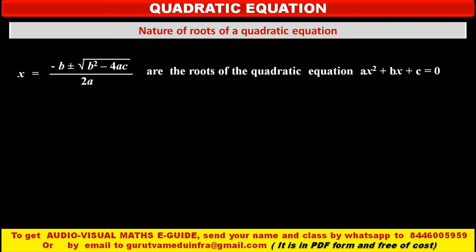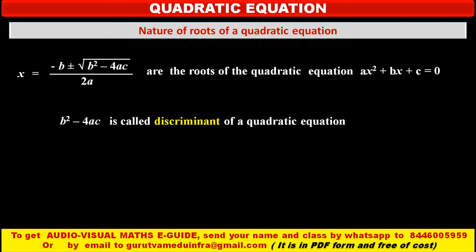Listen again, friends, carefully. x is equal to minus b plus minus under square root b square minus 4ac upon 2a. For the second term, there are two options, plus and minus, and because of these two options x has two values, and these two values are the two roots of the quadratic equation ax square plus bx plus c is equal to 0.